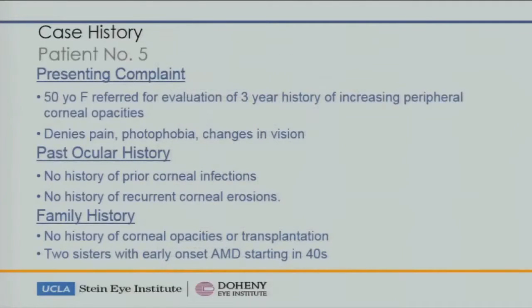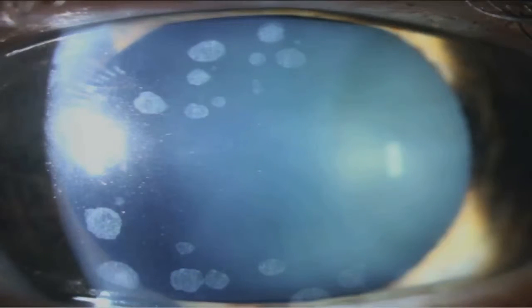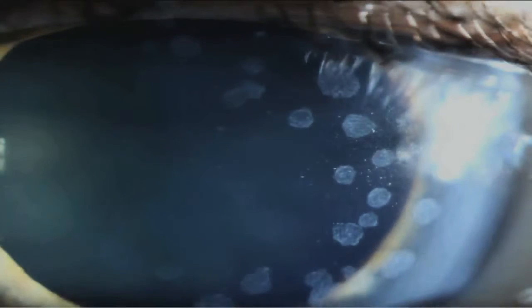Case number 5 here, a 50-year-old female, seen at UCSF recently, actually just a couple months ago. Referred for evaluation, a 3-year history of increasing peripheral corneal opacities, no change in vision, no ocular discomfort, no history of prior corneal infection, no family history of any corneal disorders, but does have 2 sisters with early onset AMD starting in their 40s. So here's the image of the right eye showing those opacities that really were confined to the peripheral cornea. Left eye, almost a mirror image. What do we think this is?